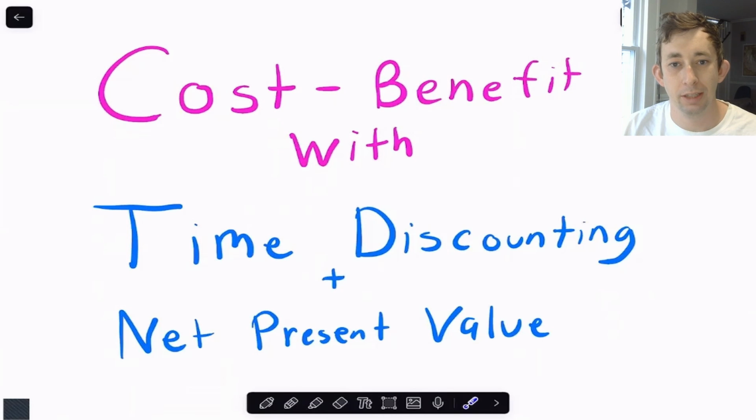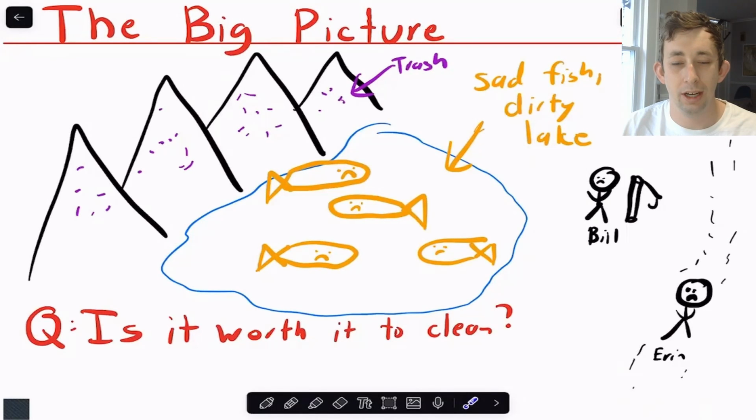Today I'm going to talk about cost-benefit analysis with time discounting and how to use net present value. Timestamps are below if you would like to jump around, but let's go ahead and get right into it. So like I said earlier, I want to talk about the big picture and paint an example for what we're going to do.